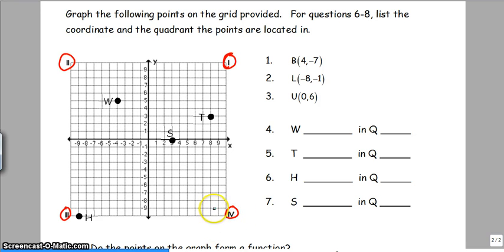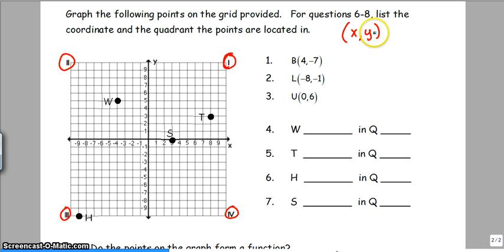Roman numerals still. X-axis is my horizontal axis. We know it's horizontal because it goes along the horizon. The y-axis is my vertical axis. Now, when we're naming points, always keep in mind your x-coordinate is listed first, your y-coordinate is listed second. Also, and as important, we always write coordinates with parentheses.